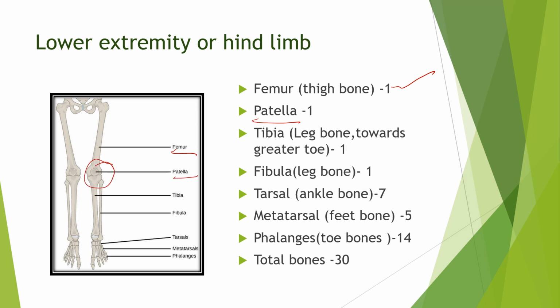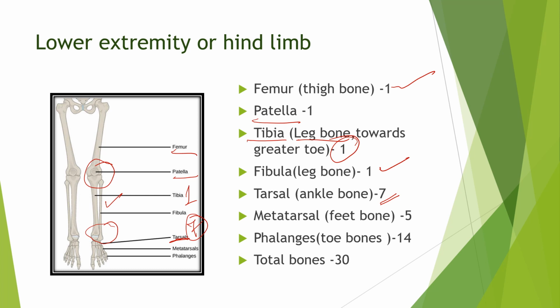Then comes the tibia or the leg bone which is going towards the toe. That is also one. Then again comes the tarsal or the ankle bone. This is the tarsal. This is the ankle bone. This is 7 in number. So how many tarsals or ankle bones are there? There are 7 in number.